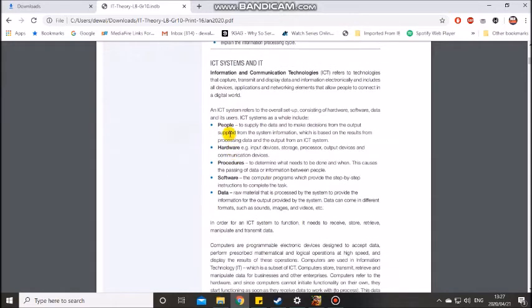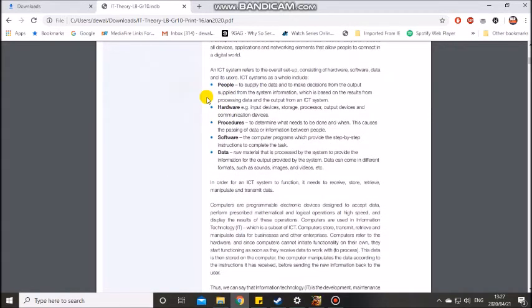So an ICT system refers to basically the overall setup consisting of hardware, software, data and users. These can include the people that supply the data to make the decisions from the output supplied from the system's information, and also give input. The hardware is basically input devices, the storage, the processor, output devices, communication devices, etc.